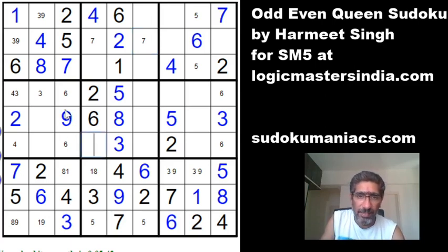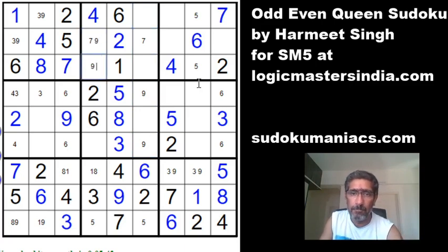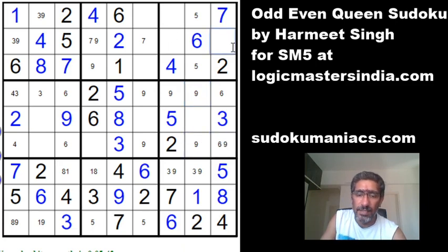Which basically means 9 cannot be in this because it would be on the same diagonal. So this is a 9, this is a 9. 9 cannot be in these 3. Right? Now, so for this box, can I have a 9 here? I can. Can this be a 9? Yes. Then, where else can I have a 9? Now, this cannot be a 9 because this would be on the same diagonal. All right. So this 9, 9, 9. This can't be a 9.